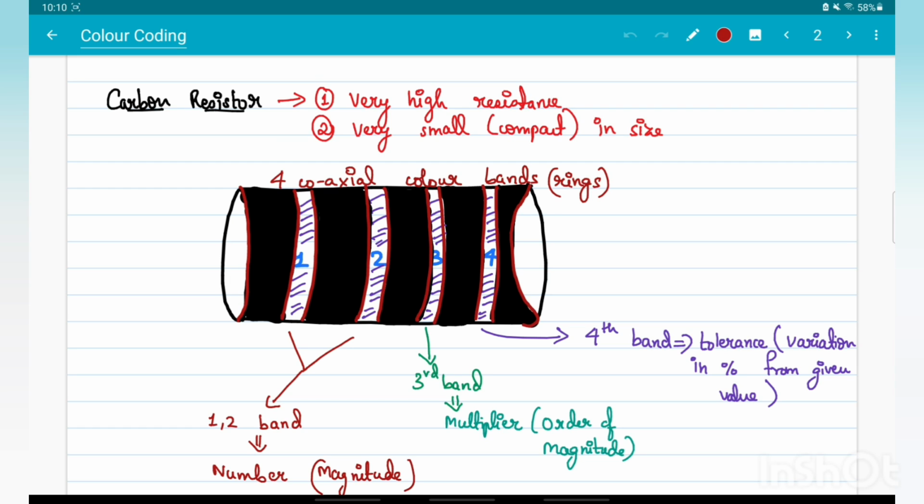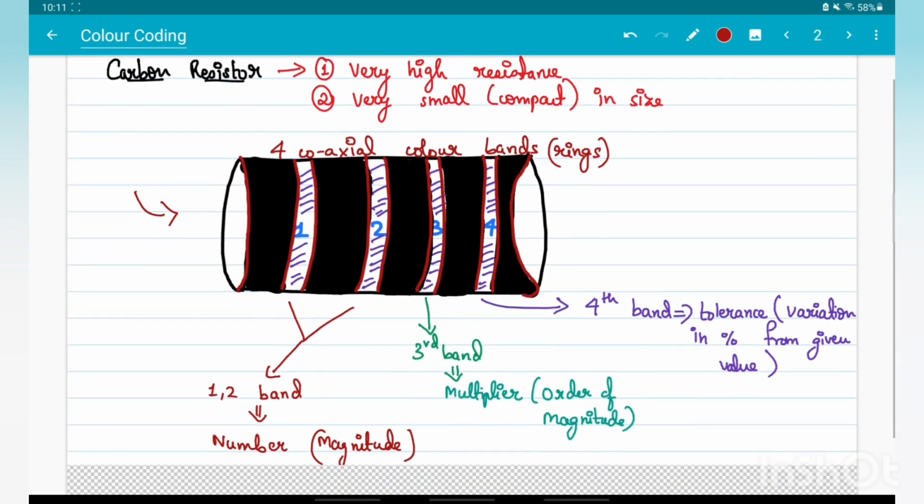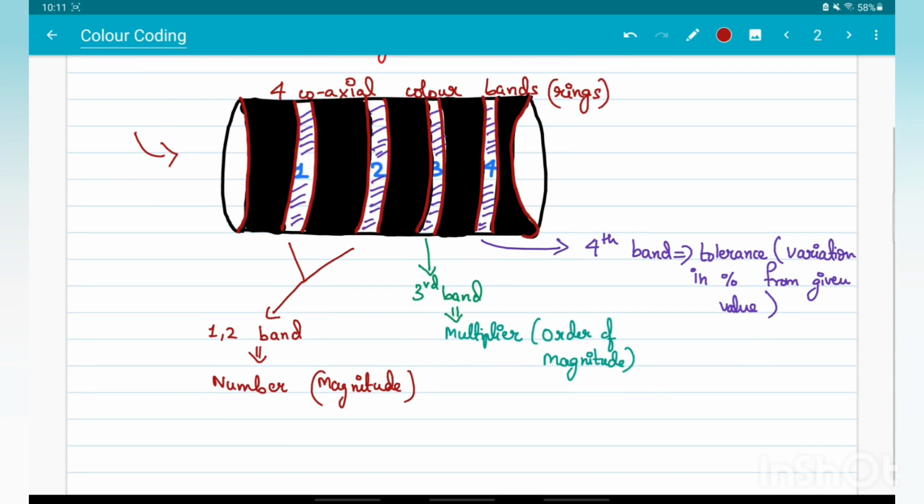Suppose this is our carbon resistor. Now I have drawn it big in size, but it's actually very small, very compact. This carbon resistor will have 4 color bands, or you can call it 4 rings of different colors. In this, the first two color bands will give us the number or the magnitude. I'll show you the values also.